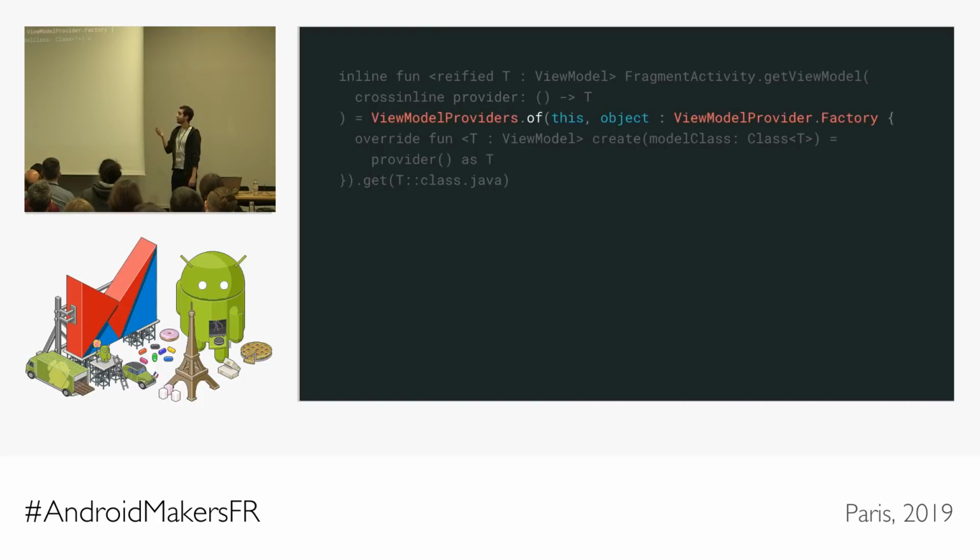Then what I'm doing inside the function is basically what I was doing in the activity. I'm calling ViewModelProviders.of, passing this, which in this case is the activity, because that's an extension on top of the activity. And for the factory, I'm actually passing an anonymous implementation that I'm writing on the spot. And the implementation is pretty much the same as what we had before, too. It's just delegating the creation to the lambda we received. And then we're calling get.